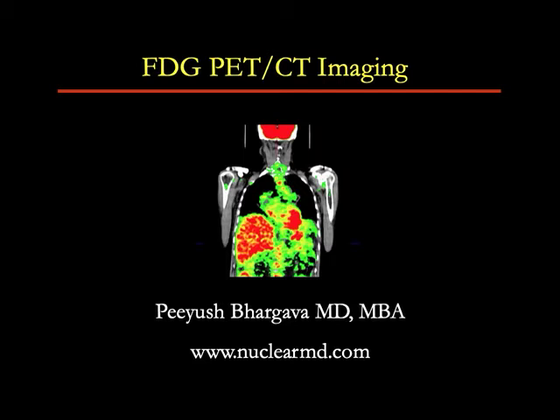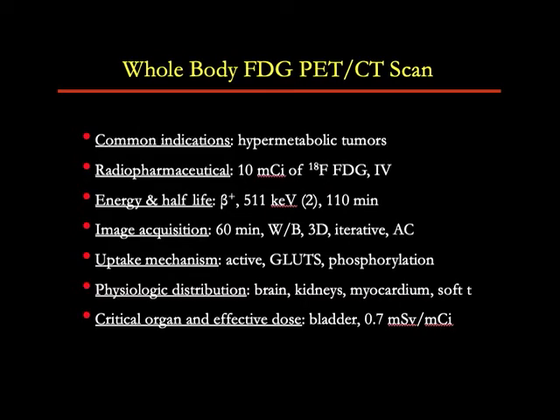Let's start with reviewing the clinical imaging protocol. The whole body FDG PET-CT scans are typically performed to evaluate patients for hypermetabolic tumors. We inject them with 10 millicuries of F18 FDG IV, wait for about 60 minutes and acquire whole body images typically from base of skull to mid thighs in a 3D mode on a PET-CT scanner. Iterative reconstruction algorithms are used to reprocess the images, and CT data is used for attenuation correction.